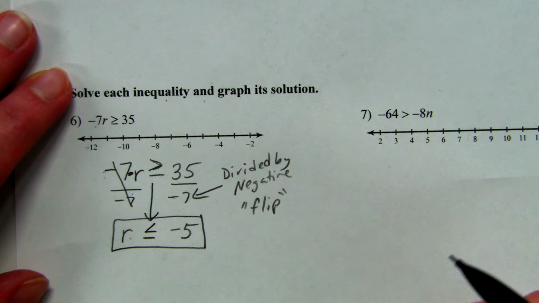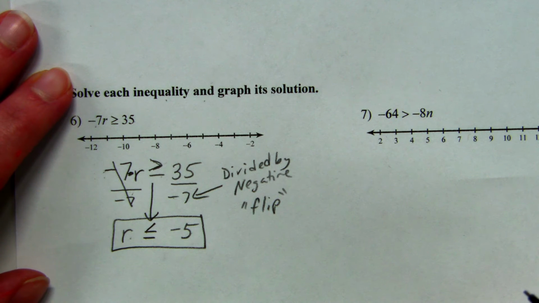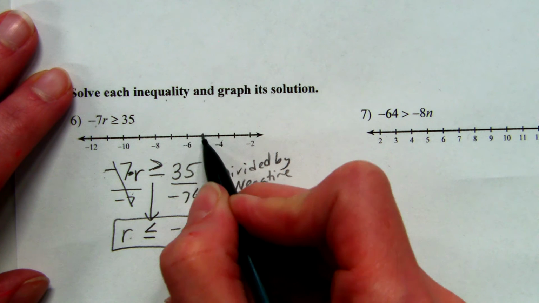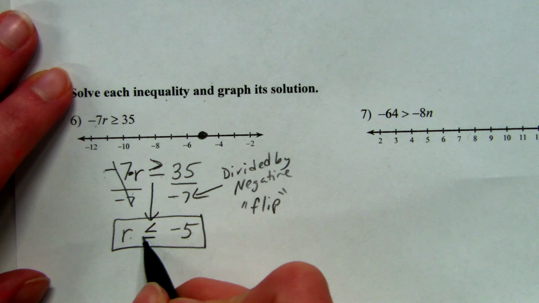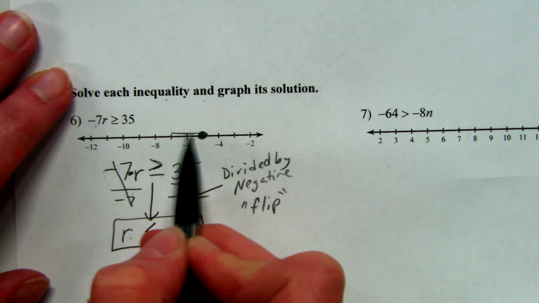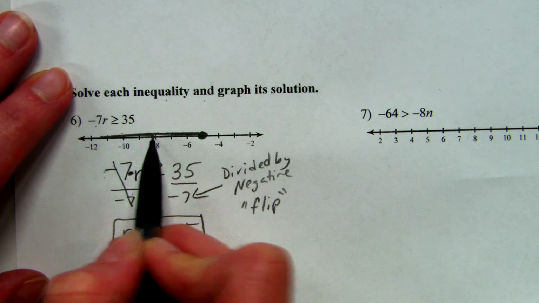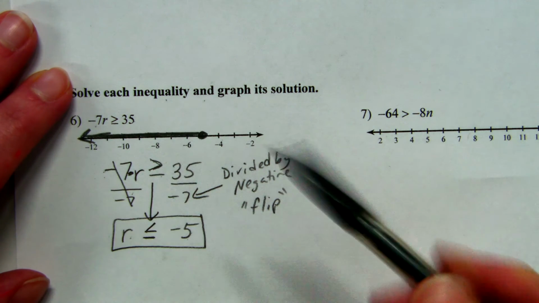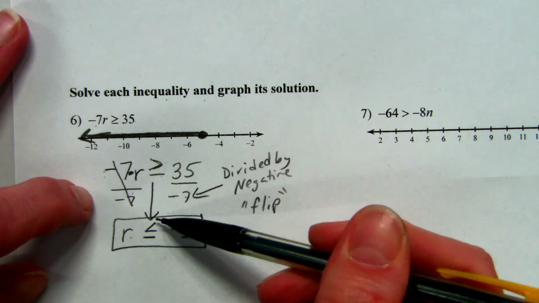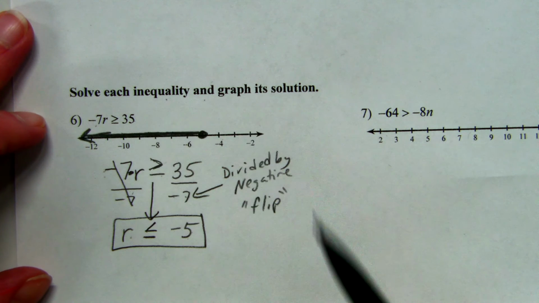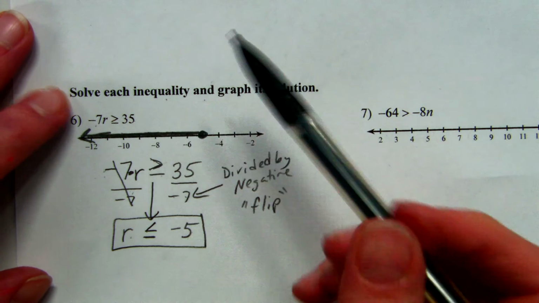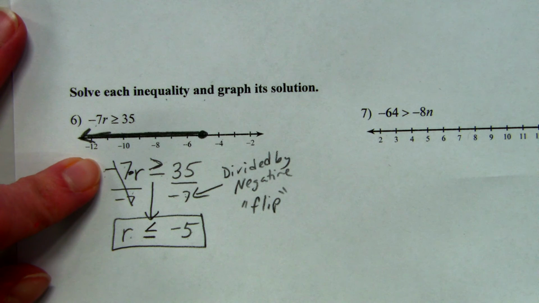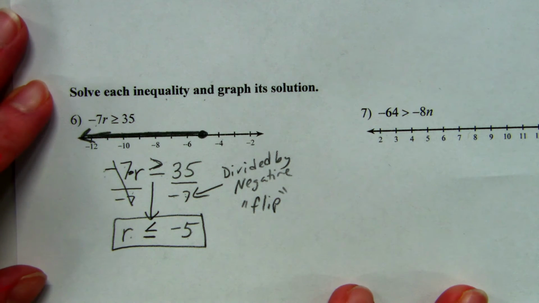And it changes which part of the graph we're going to shade in. So if we find negative 5, that's between negative 4 and negative 6 right here, we'll fill it in because it does have that equal to bar. And we want the numbers that are less than, and those would go to the left. So when you divide by a negative, you flip this sign around, and that changes which side you're going to graph. And it has to do with these symbols. When you divide by negative, these signs all change, and it just flips everything to be the opposite.